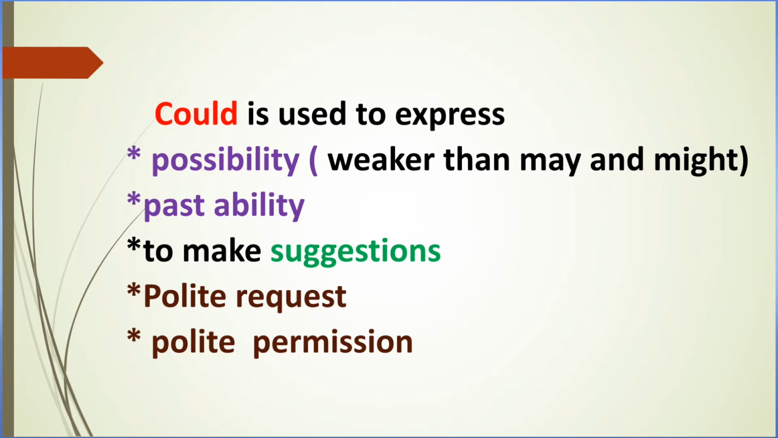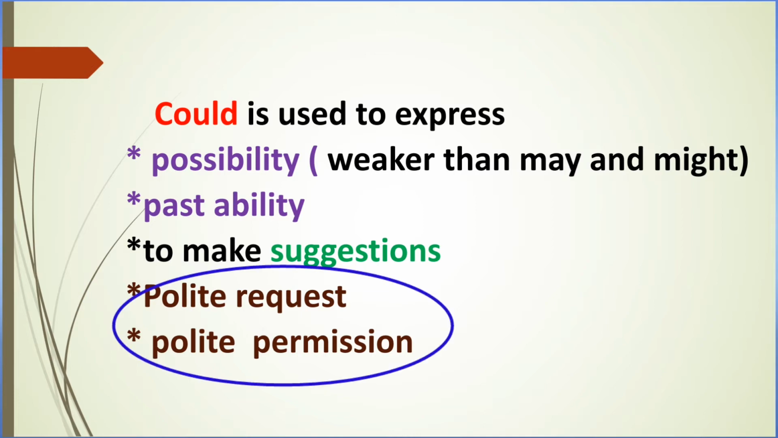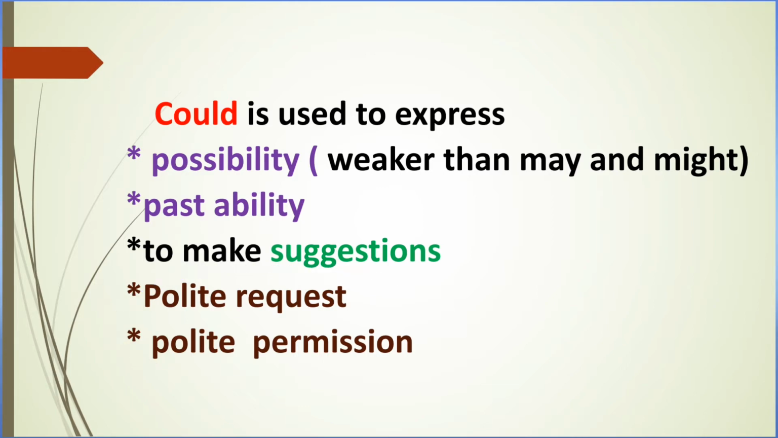So next one, request and permission. Okay, ask, request, give permission. So in this situation, the request or permission should be very, very polite. But compare with can. So can is an informal request or permission. But this is very polite. It is a very polite request and a polite permission. So these are all the functions of could.